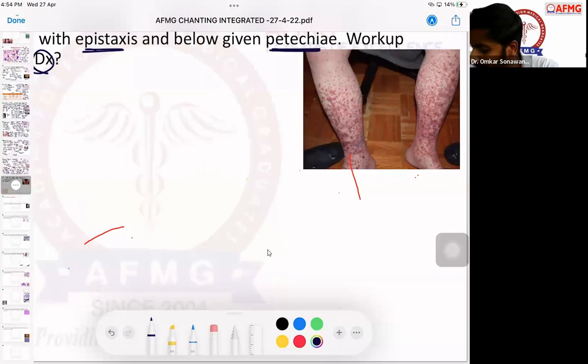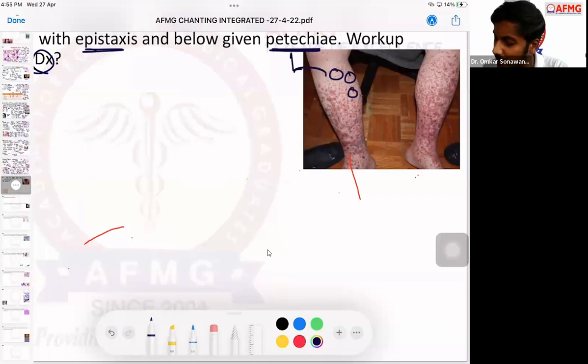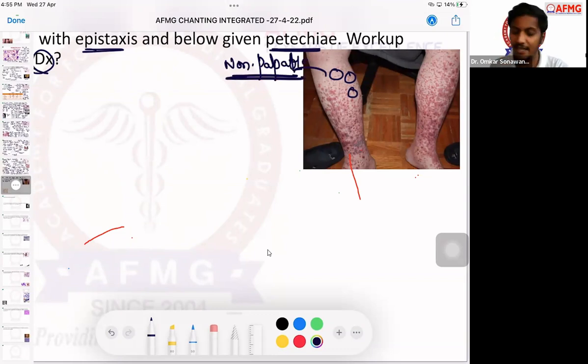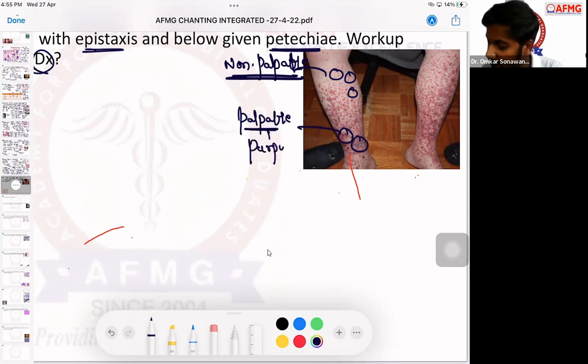The non-palpable bleeding spots are called petechiae. As I told you earlier, non-palpable bleeding spots are called petechiae, but palpable bleeding spots are called... anybody? If these bleeding spots increase in size, they would be palpable. Very good. Palpable bleeding spots are called purpura.